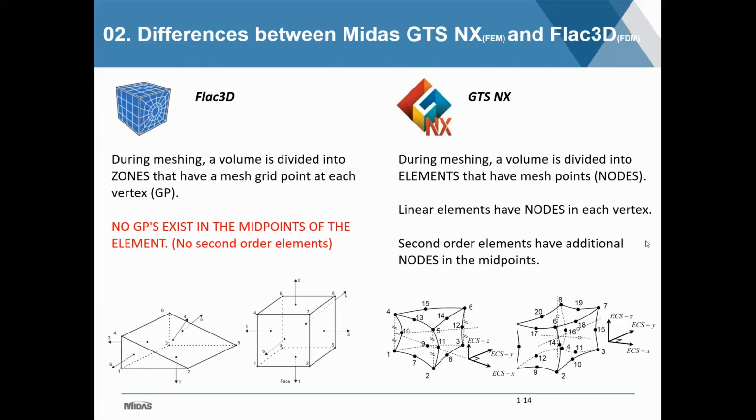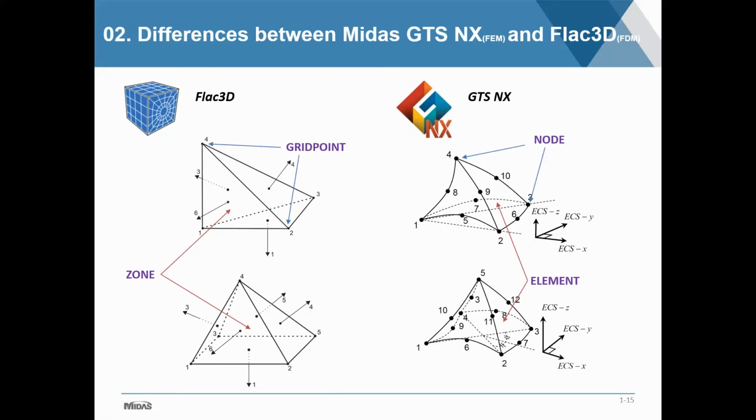So here's a little bit more clarification. What we refer to as nodes in Midas are grid points in FLAC, and what we refer to as elements in Midas, we refer to as zones in FLAC. And here we're showing the second order elements for Midas, whereas that's not possible in FLAC.